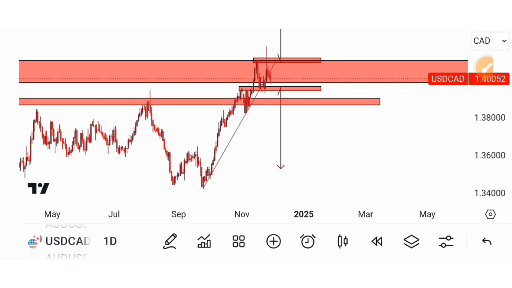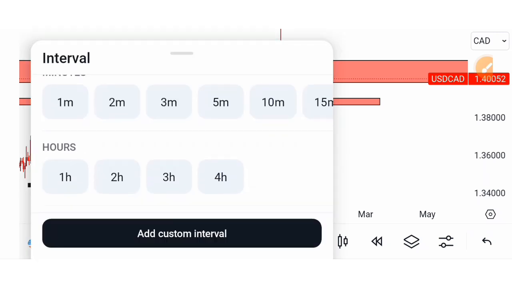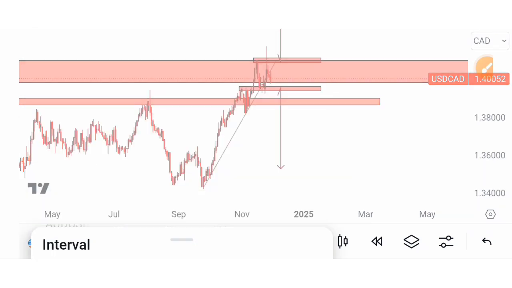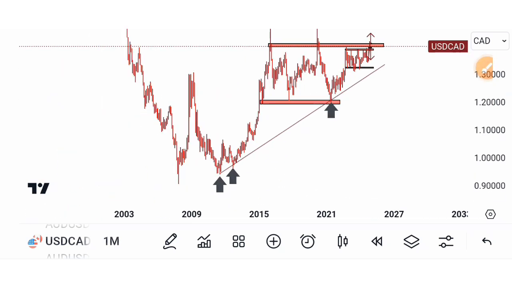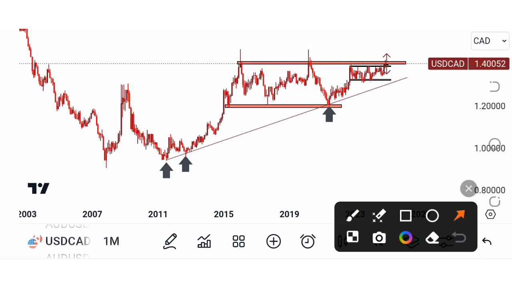USDCAD, also I don't have a bias on this one. Let's go to the higher time frame and I will explain why. So USDCAD, as you can tell, this market is indeed bullish, right? The market is moving up, higher highs and higher lows.